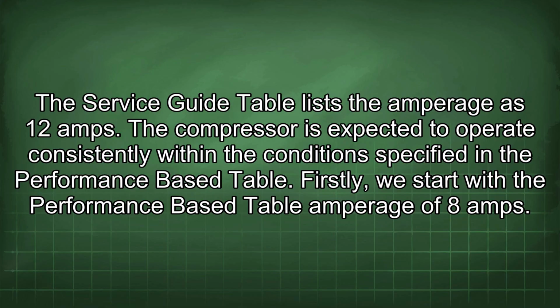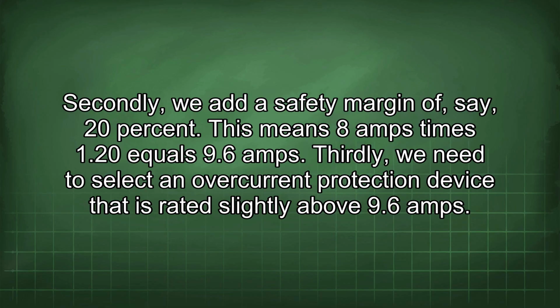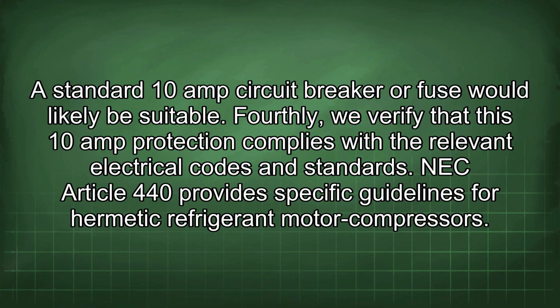Firstly, we start with the performance base table amperage of 8 amps. Secondly, we add a safety margin of, say, 20%. This means 8 amps times 1.20 equals 9.6 amps. Thirdly, we need to select an overcurrent protection device that is rated slightly above 9.6 amps. A standard 10 amp circuit breaker or fuse would likely be suitable.